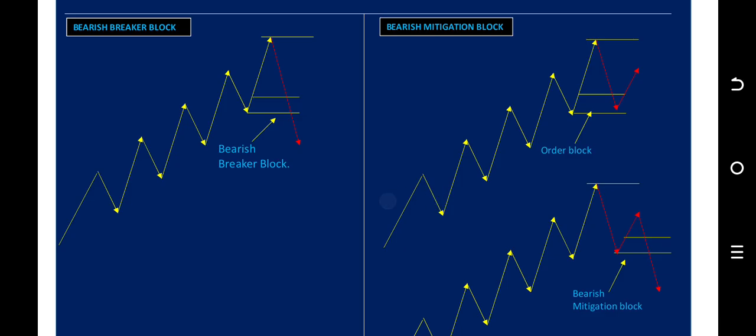Okay, so now I will explain to you the difference between a breaker block and a mitigation block. Now let's take a look at this. This is a breaker block. I see price came to this order block, and instead of this order block pushing price up, price went through it.